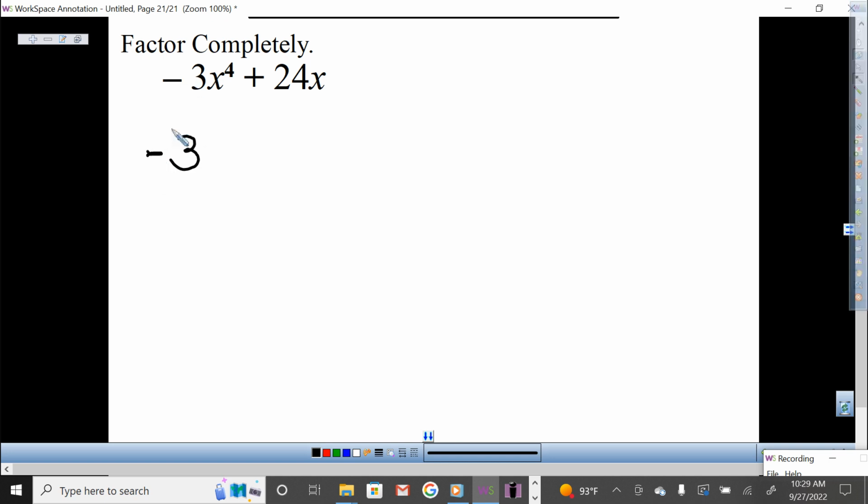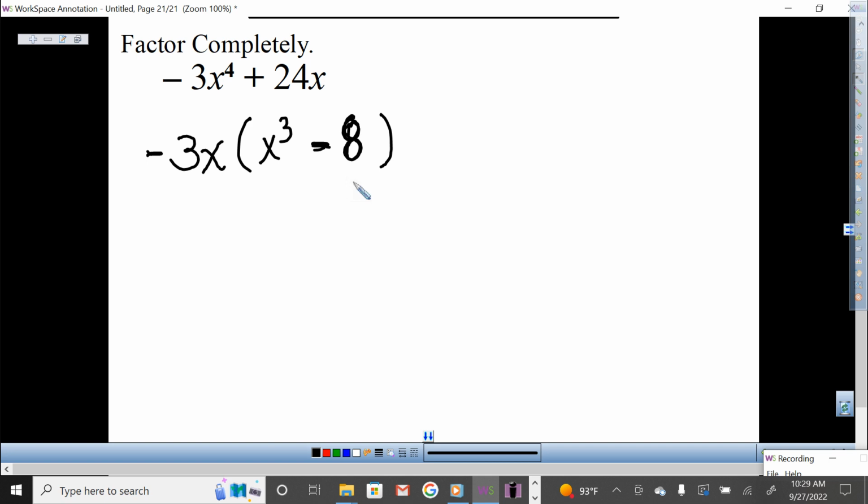Okay. What else do both terms have in common? 1x, so that leaves us with 3x to the 4th divided by negative 3x, that's positive x cubed. 24x divided by negative 3x, that is negative 8. All right? So, writing utensils down, look up to the screen. I'm going to take it from here so you can see it. But please stay focused or you're going to miss it.